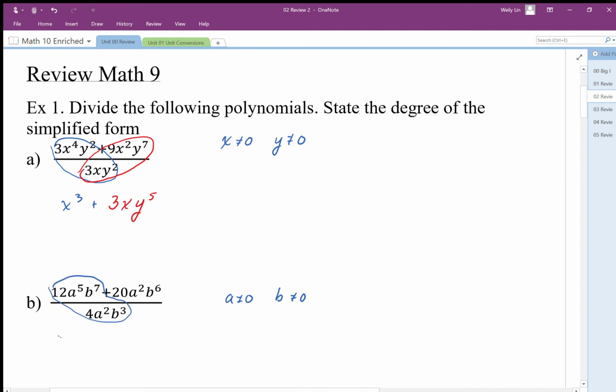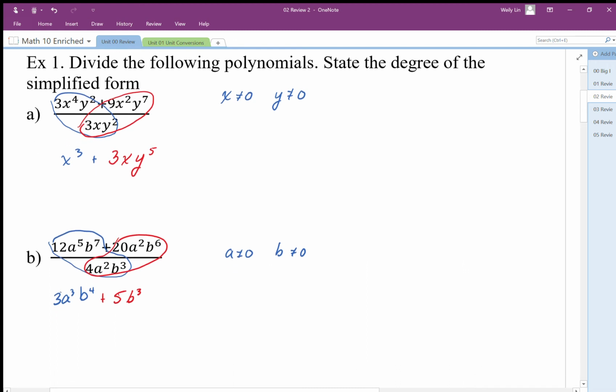12 divided by 4 is 3. a^5 divided by a squared is a cubed. b^7 divided by b cubed is going to be b to the power 4. Then we move on to the next term, and we divide these terms. 20 divided by 4 gives us a 5. a squared and a squared cancel out. b^6 divided by b cubed leaves me with b cubed. Okay, so that's going to be the expression left over.